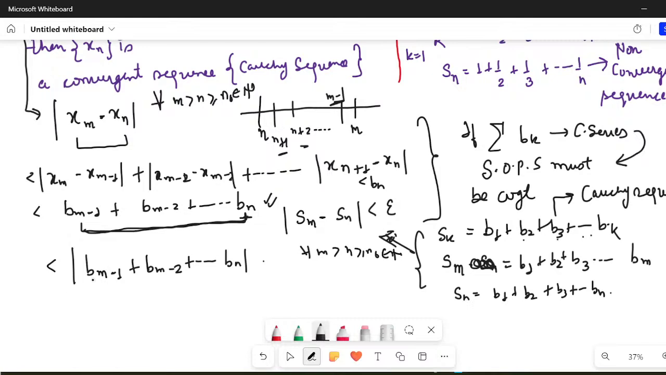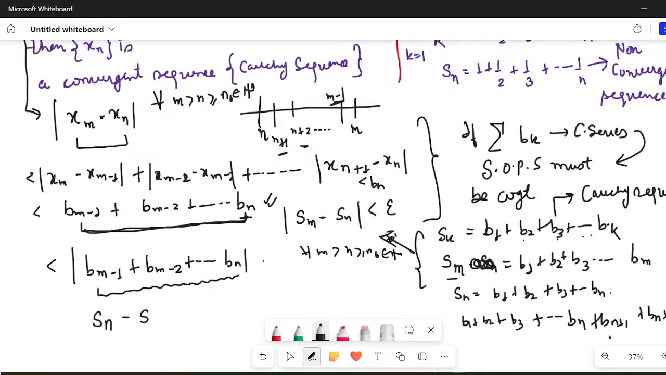Just think about this. What is this? Is it not equal to writing Sn minus of, see what is Sm? Sm would be b1 plus b2 plus b3 up to bn, plus b_{n+1} plus b_{n+2} and so on up to bm. Okay, is it not equal to writing S_{m-1} minus S_{n-1}?